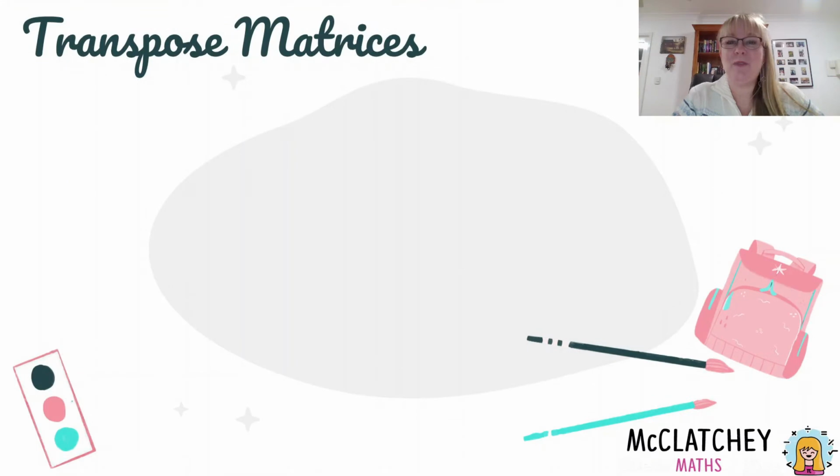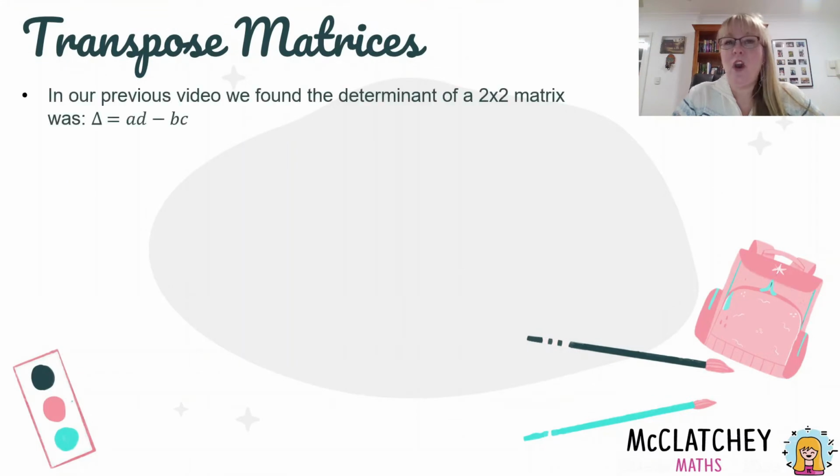Okay, let's get straight into it and talk about those transpose matrices. So in our previous video on finding the determinant, we found out that the determinant of a 2x2 matrix was given by the formula AD take away BC, and that's on your formula sheet.